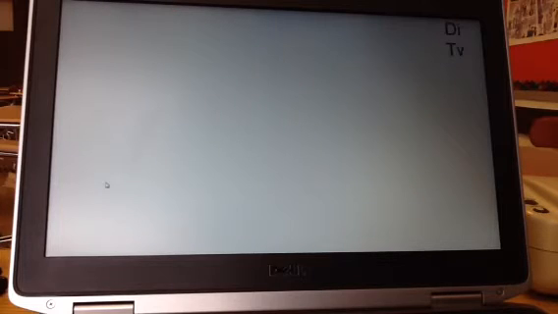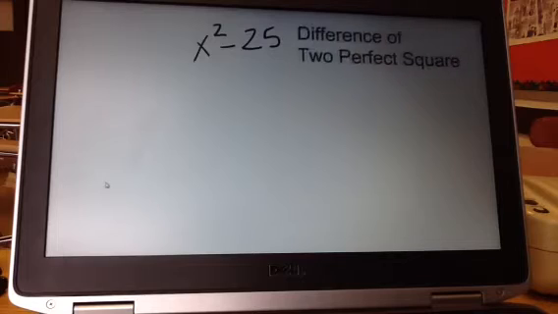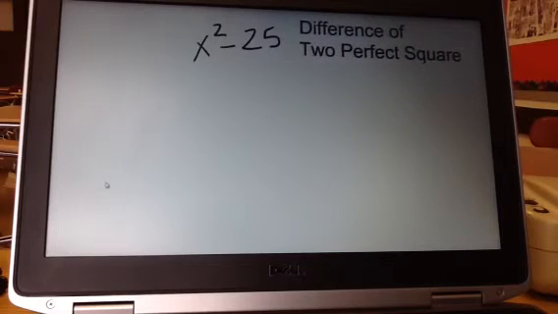Okay, the next type of factoring is something that looks like this. It's x squared minus 25. Some of you might remember this as the difference of two perfect squares. The difference of two perfect squares. And we automatically make two sets of parentheses.